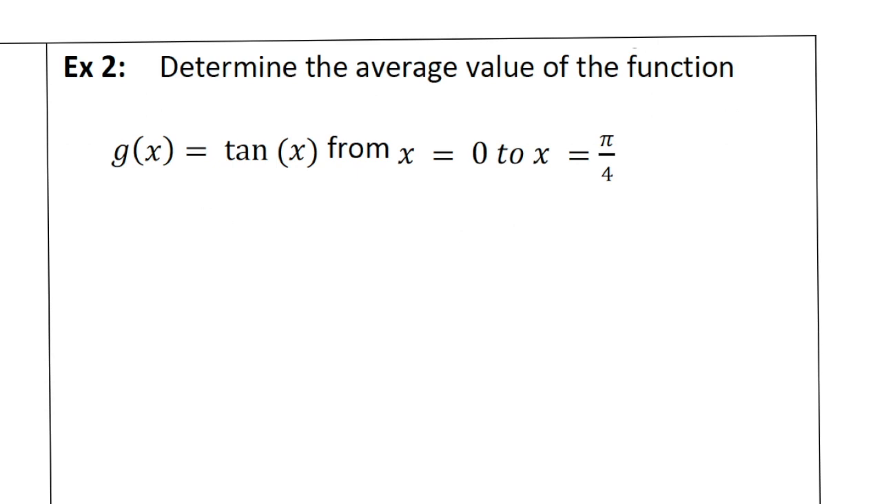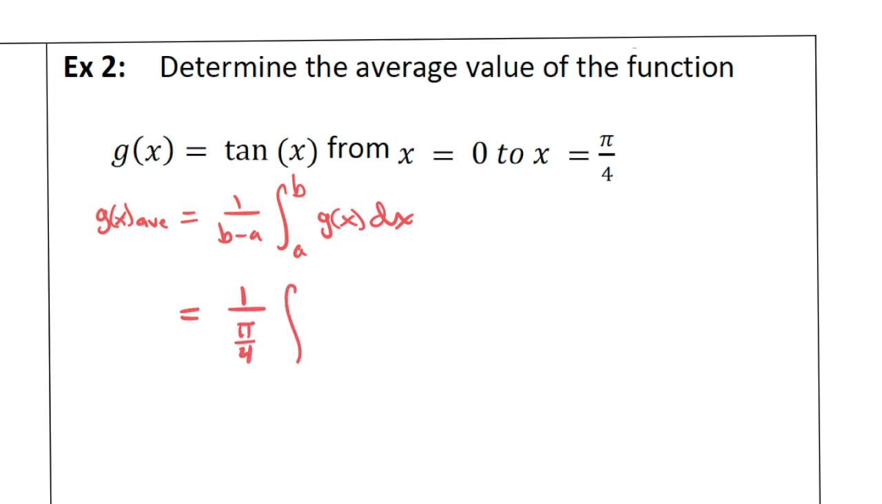So as you can see, for example 2, we're looking for an average rate of change. So g of x average, as you'll recall, is going to be 1 over b minus a multiplied by the integral from a to b of g of x dx. So the average value of our function is going to be 1 over pi over 4 minus 0 times the integral from 0 to pi over 4 of tangent of x dx.